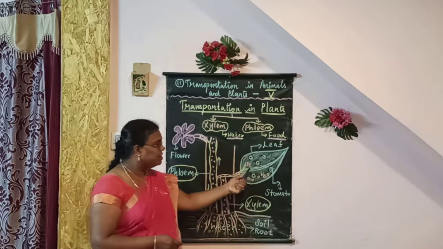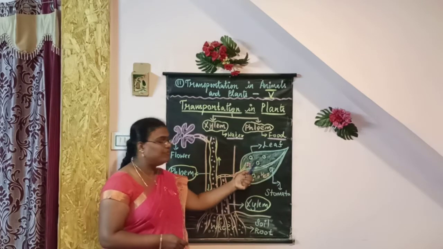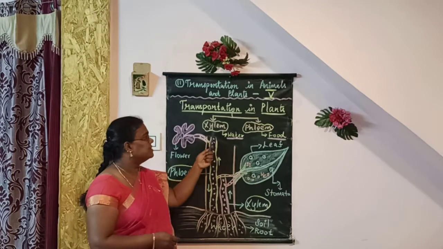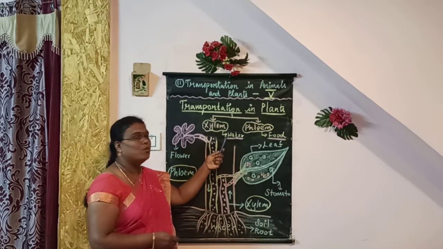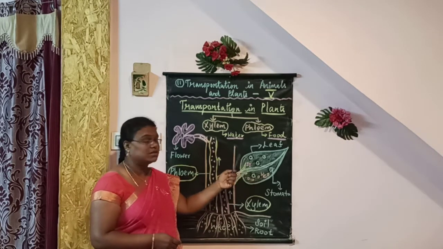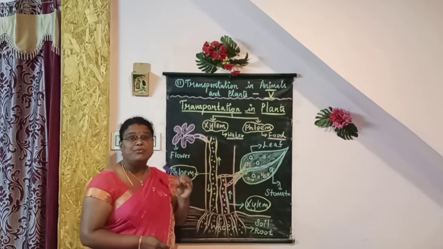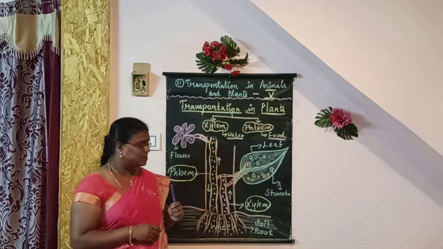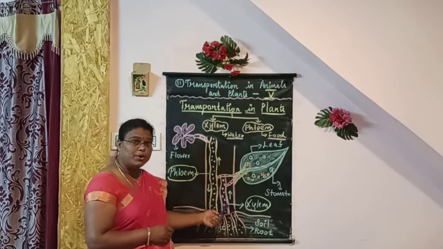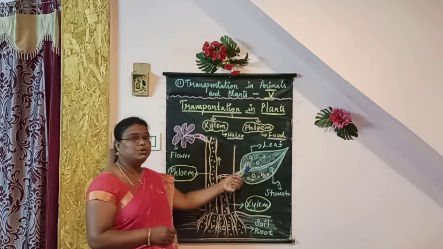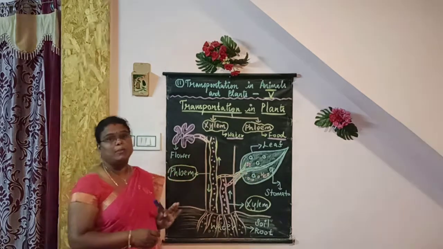So when the water reaches the leaf, the process called photosynthesis takes place. The function of xylem is transporting water along with the minerals. Water is needed for photosynthesis. Minerals help in making chlorophyll. So the function of xylem is transporting water from the root to the leaf. So this is about xylem.